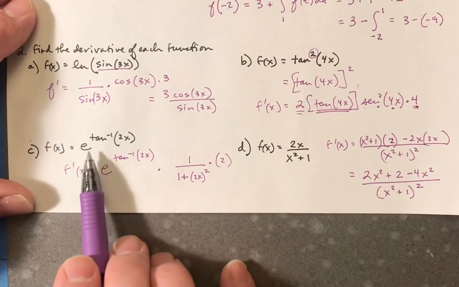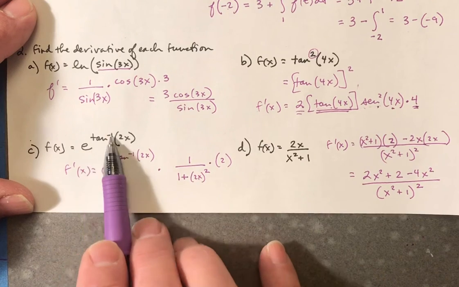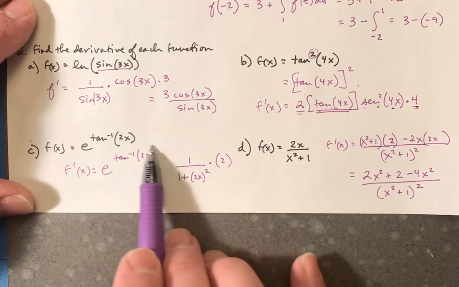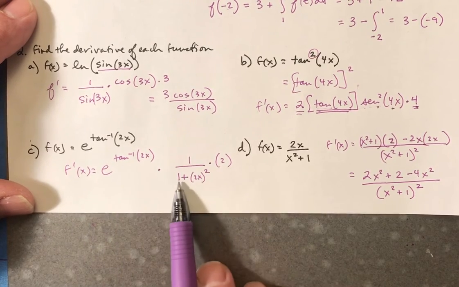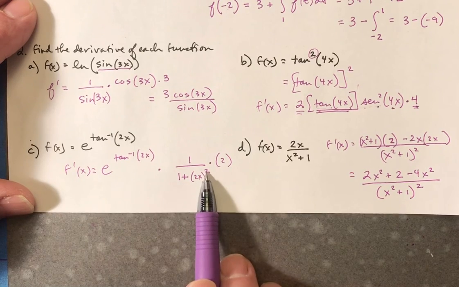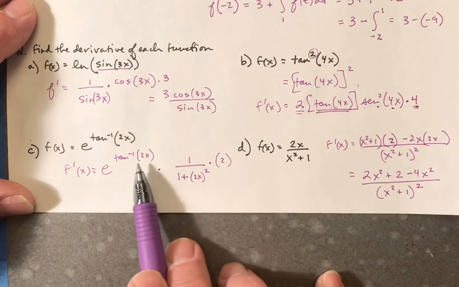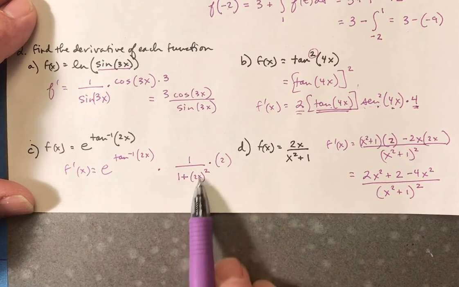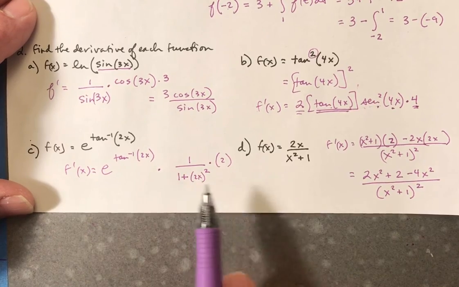For part C, e to the x, the derivative of e to the x, or e to the u, I'm sorry. So this is e to the arctan, and then the derivative of arctan is 1 over 1 plus 2x, quantity squared, and the chain rule, we're going to multiply that by 2. So if I were to simplify this, this would be 4x squared here.